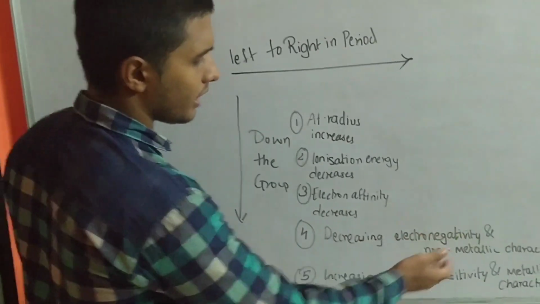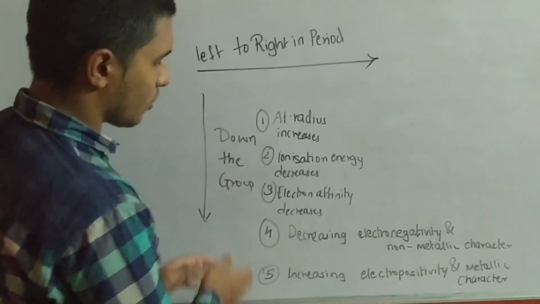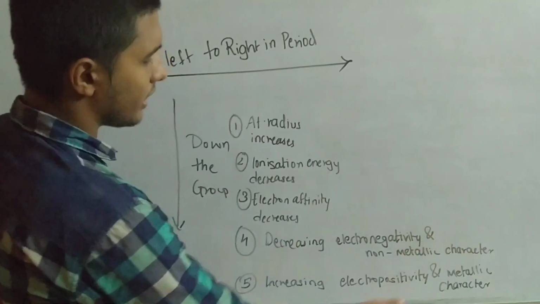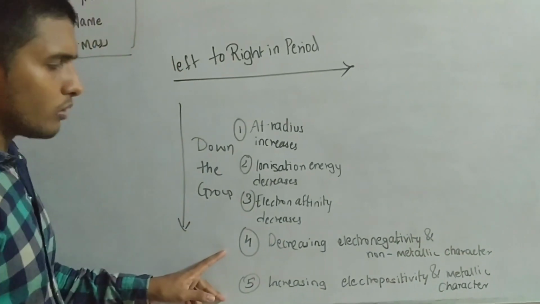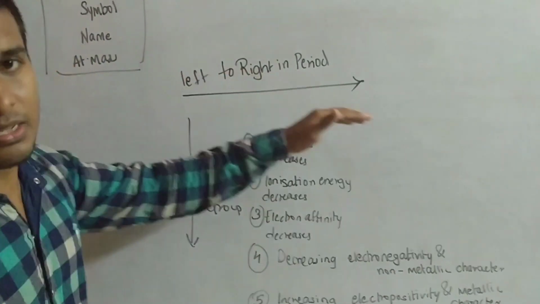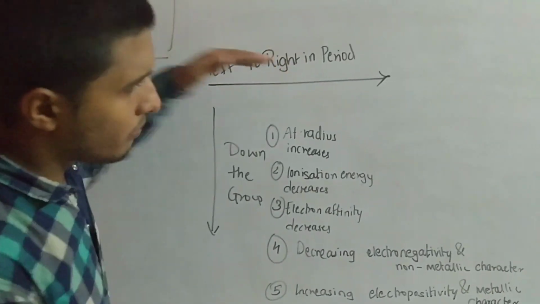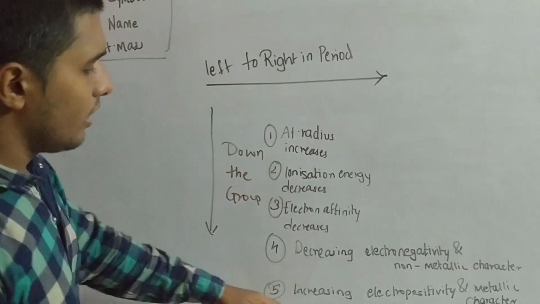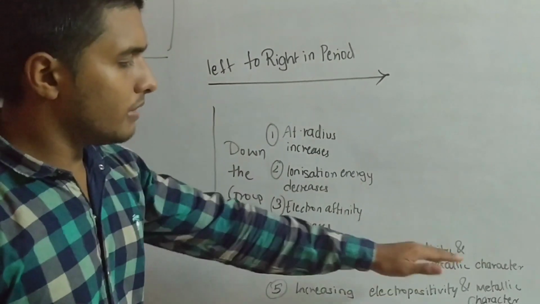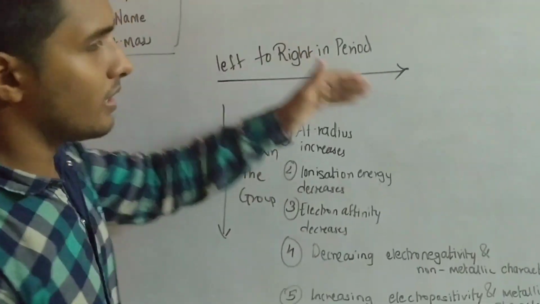Decreasing electronegativity and non-metallic character when we go down the group, and increasing electropositivity and metallic character when we go down the group. These both things are opposite when we go from left to right in a period. That is, increasing electronegativity and non-metallic character when we go from left to right. Second, decreasing electropositivity and metallic character when we go from left to right in a period.